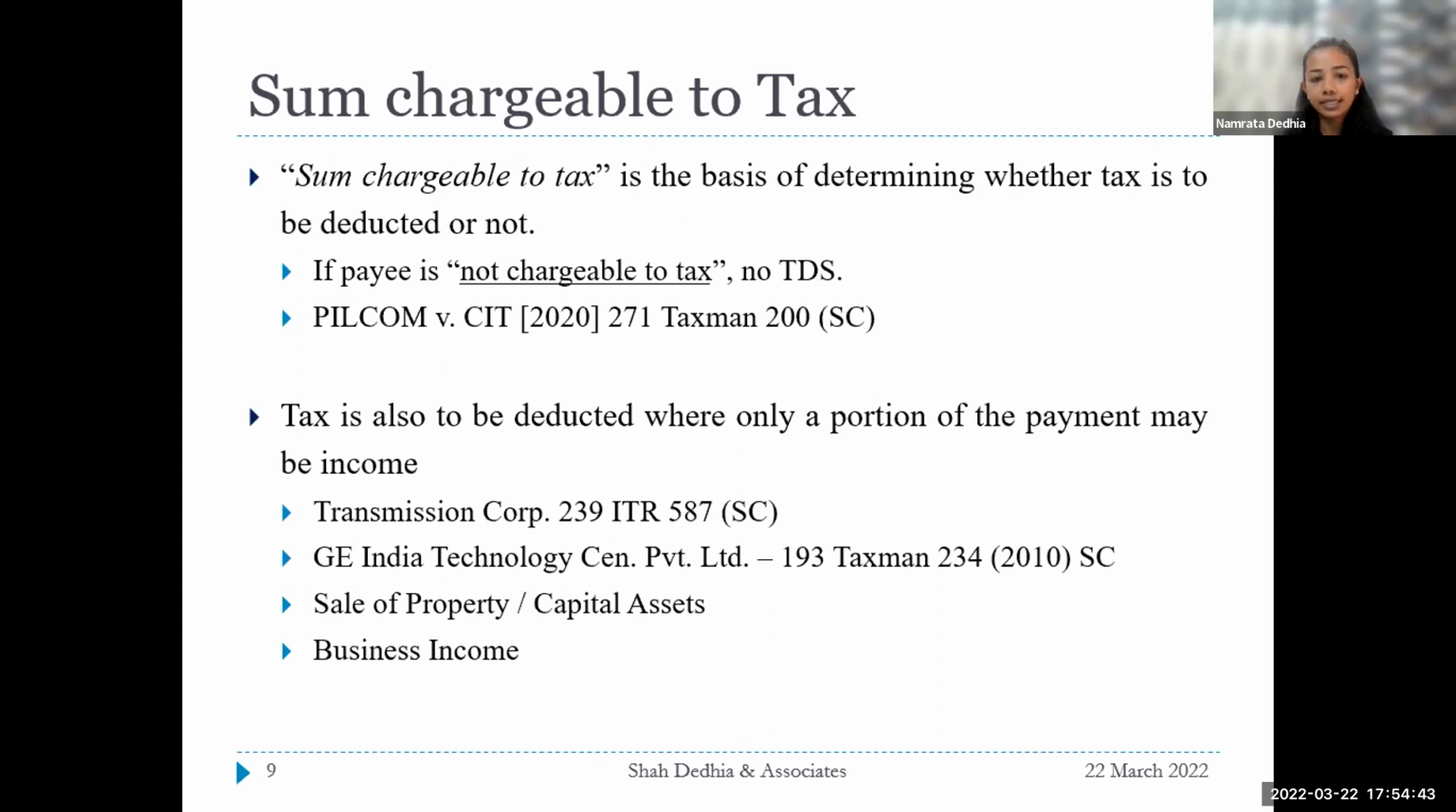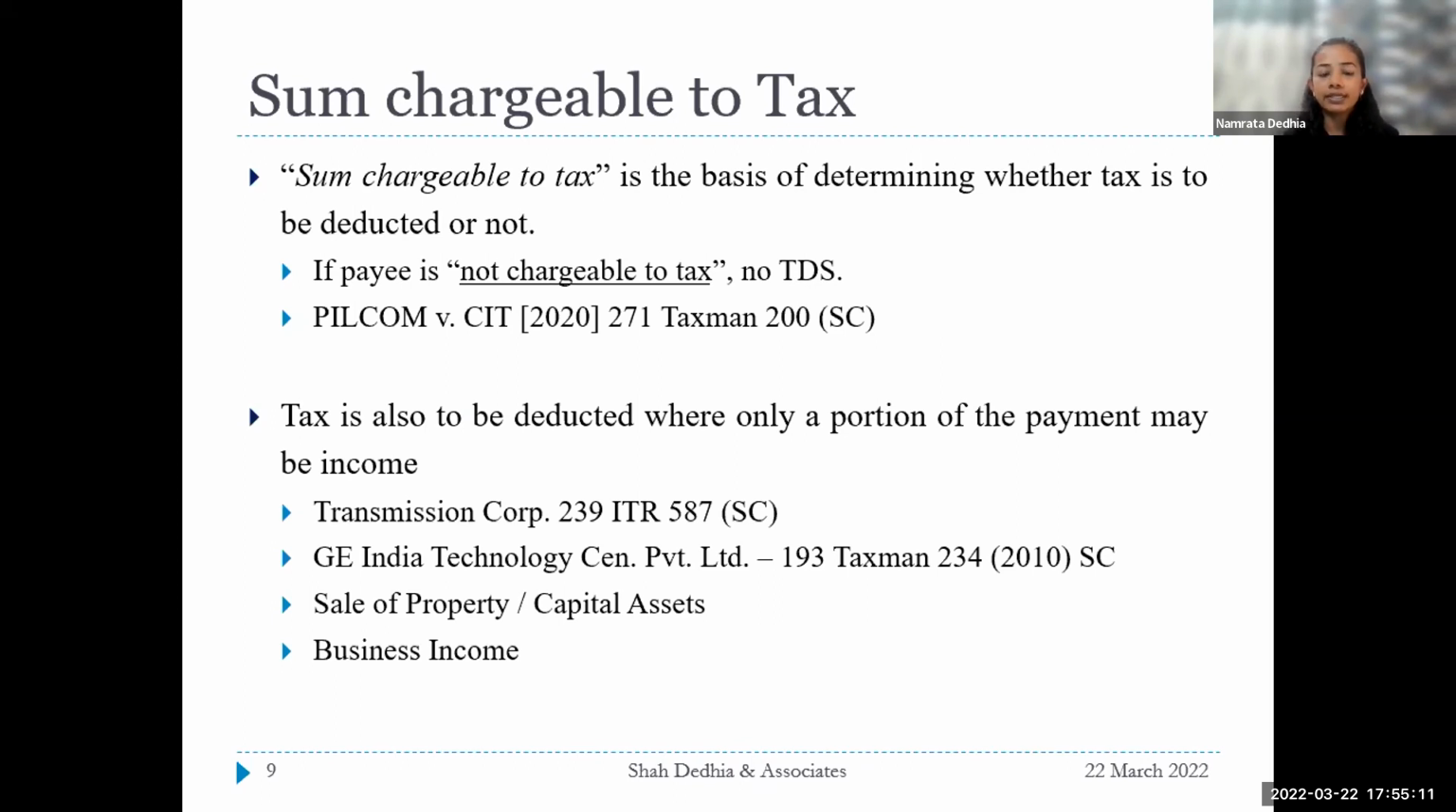So 195 applies. Now, once you say 195 applies, how do you calculate the tax? How do you deduct TDS? Now, long-term capital gains, I'm assuming for the time being that it is a long-term capital gain on the sale of property. So long-term capital gains, we have a fixed rate of tax given under the Act. We know that the rate of tax is 20% plus surcharge plus cess, depending on what is the income bracket or what is the amount of income. So we know the rate of tax. The question is on what amount to deduct.